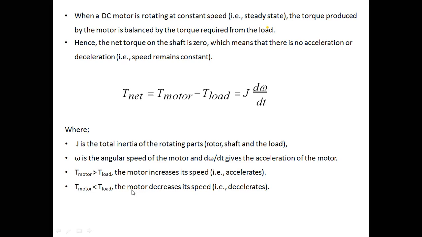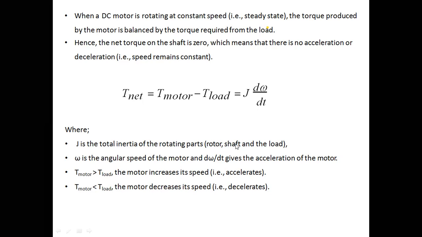I have given here what terms we are using. J is nothing but the total inertia. Inertia means what? When it will rotate. When we give the power supply, we are using the DC machine which has some part as a rotor. So this will rotate like the armature winding. At that time, J is nothing but the total inertia of the rotating parts.